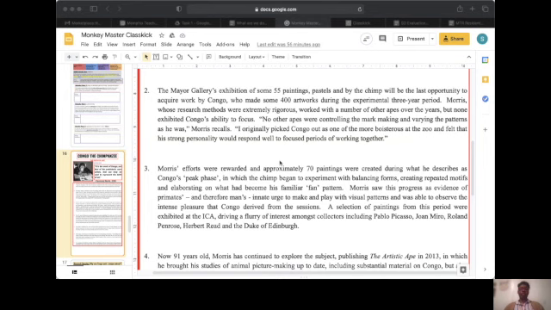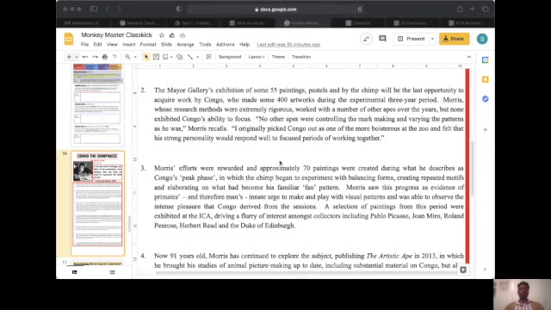Morris, whose research methods were extremely rigorous, worked with a number of other apes over the years, but none exhibited Congo's ability to focus. No other apes were controlling the mark making and varying the patterns as he was, Morris recalls. I originally picked Congo out as one of the more boisterous at the zoo and felt that his strong personality would respond well to focused periods of working together.